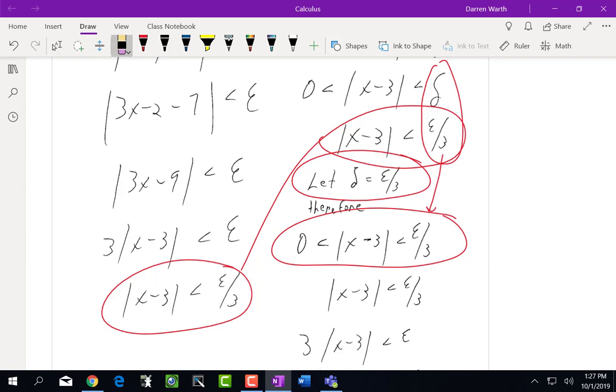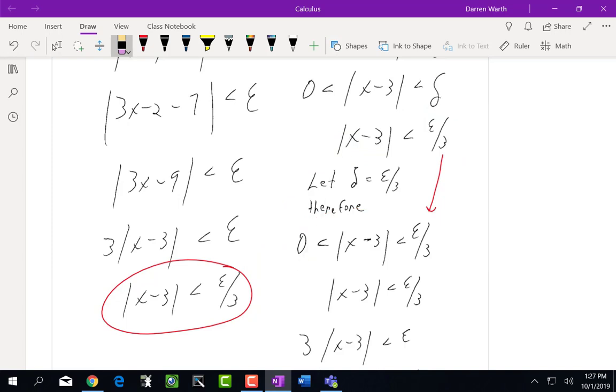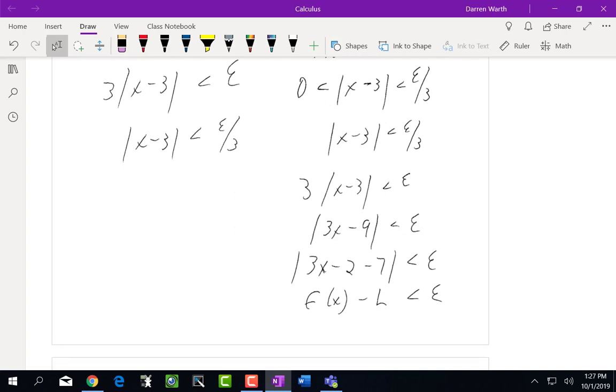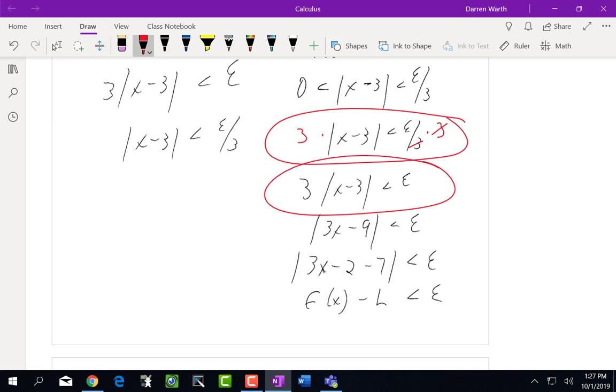Now I just have to go ahead and work this back to the other side. So working it back to the other side, let me scroll this up just a little bit. Okay, now I've got 0 is less than the absolute value of x minus 3, which is less than epsilon over 3. Well, absolute value is always greater than 0, so I can go ahead and drop that. Okay, now I'm going to multiply both sides by 3. So multiplying both sides by 3, that cancels out, and now I'm left with 3 times the absolute value of x minus 3 is less than epsilon. Go and distribute this inside, so you get 3x minus 9 is less than epsilon.